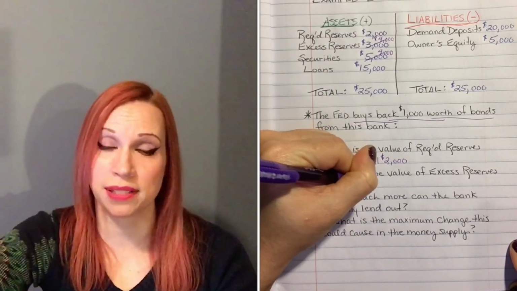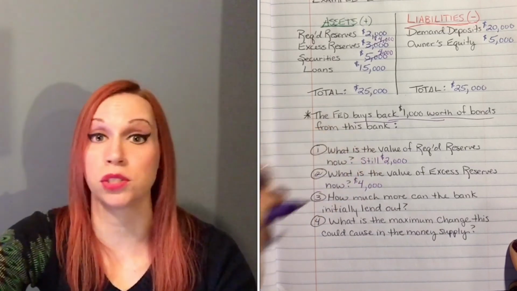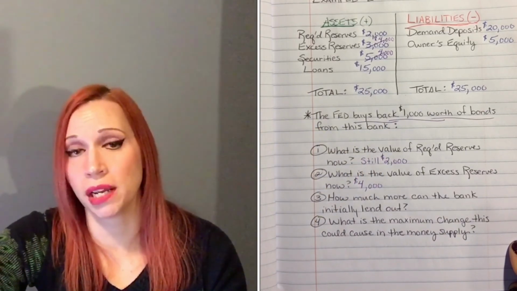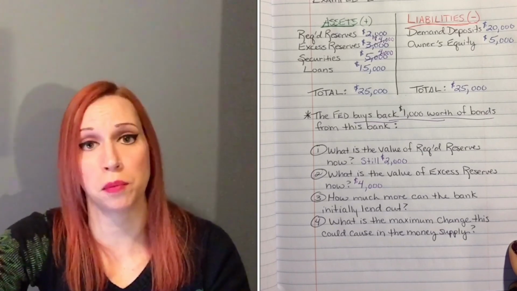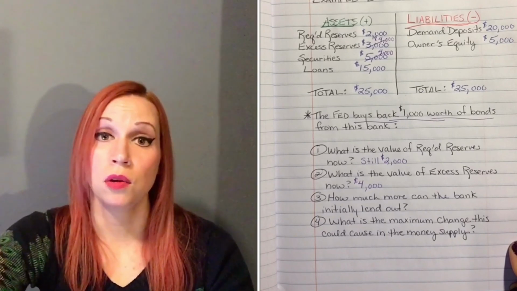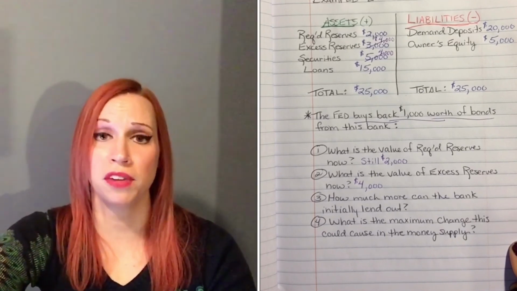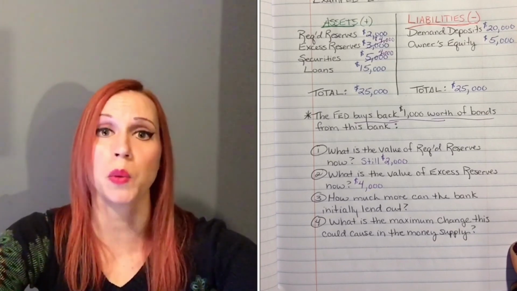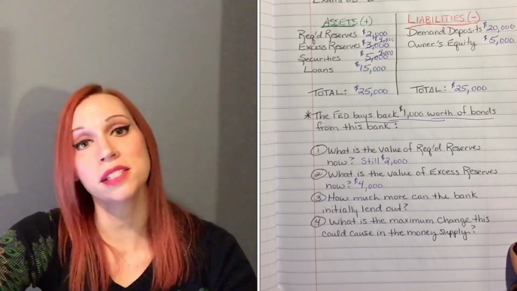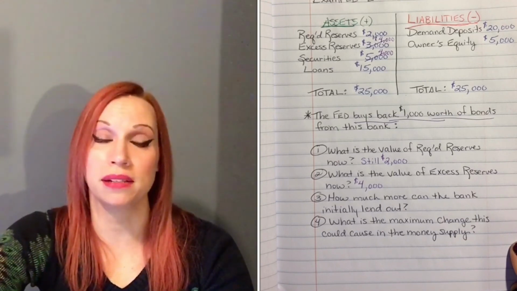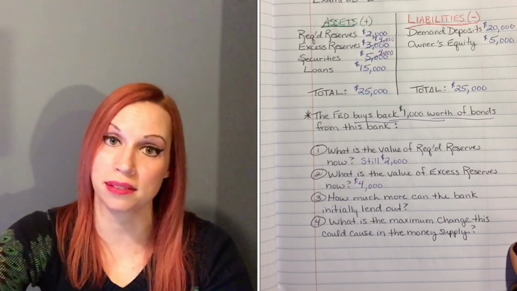So the first question asks us, what is the value of required reserves now? Well, required reserves aren't going to change because nothing happened with checkable deposits. The second question says, what's the value of excess reserves now? Well, they just got $1,000 from the Federal Reserve that they can put in that excess reserves bucket so they can loan out to other people. So our excess reserves is going to go up by 1,000. Instead of being 3,000, now it's going to be 4,000.